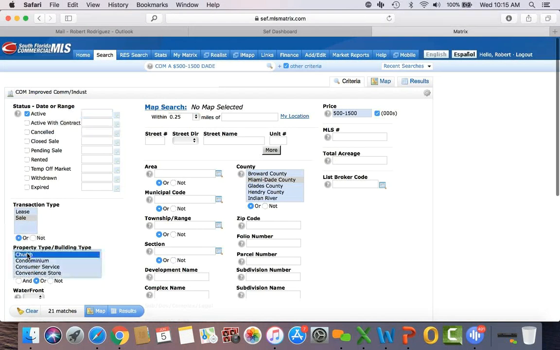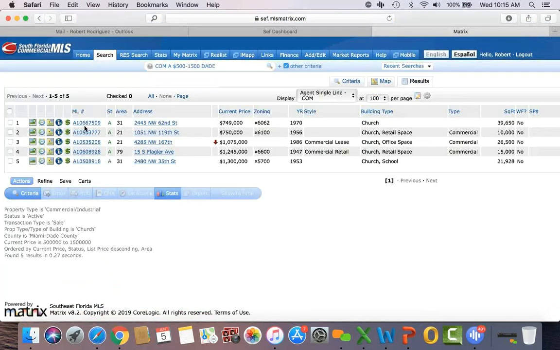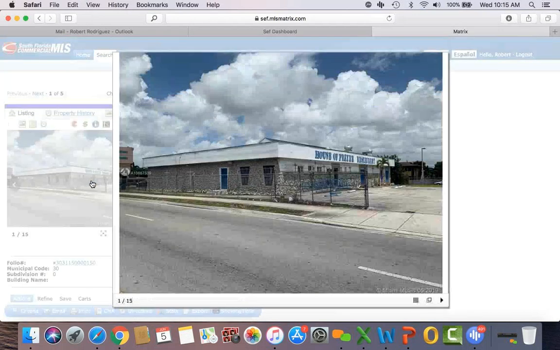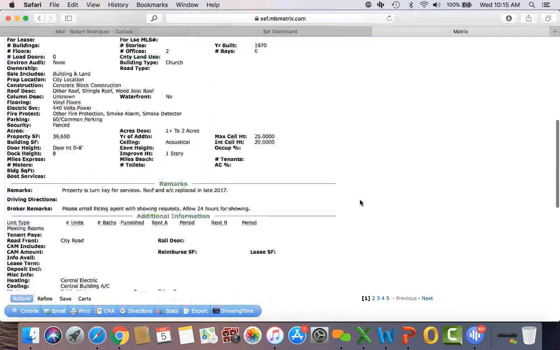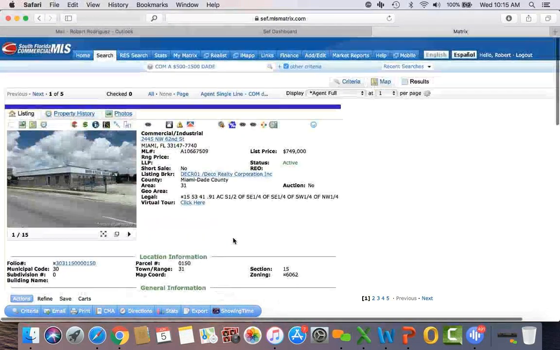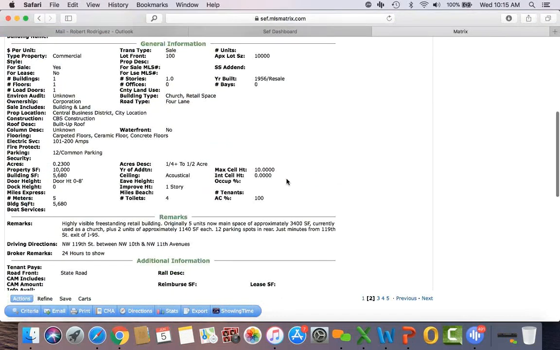So let's go ahead and do churches. Notice that when you do churches in Miami-Dade County, you're looking at properties that are churches or properties that could be a church. So when you see a property like this and it doesn't look like a church, read the remarks. Sometimes they tell you that this is a property that could be a church. There you go. Says originally 5 units, now main space, approximately 3,400 square feet, currently used as a church.